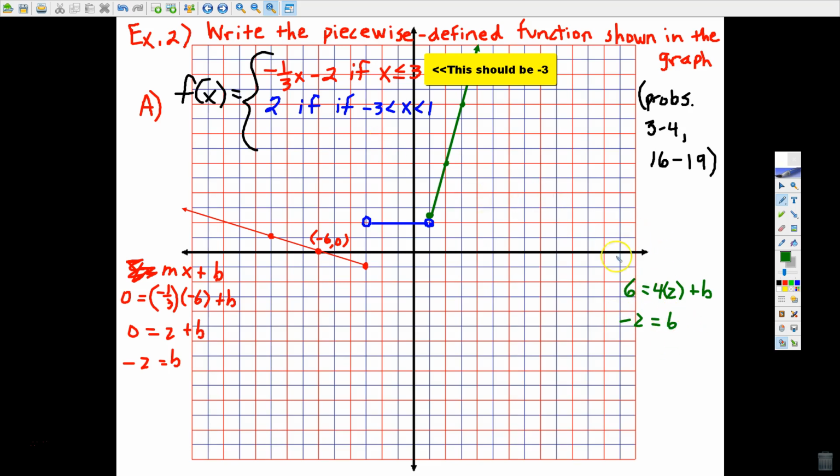All right, so now we're ready to write that equation. F of x, that's already been done. The y equals has already been done. So we're going to do 4x minus 2. But now we're going to restrict the domain to numbers that are only 1 and larger. So we're going to say if x is greater than or equal to 1. Okay, and that completes that particular problem. That's all you have to do.